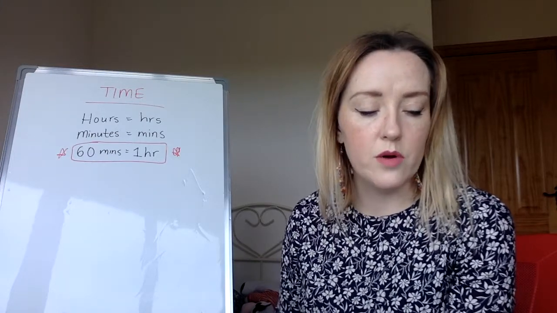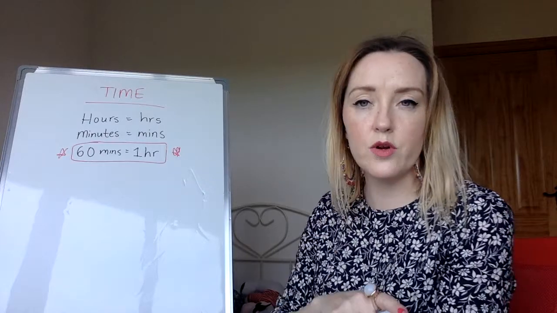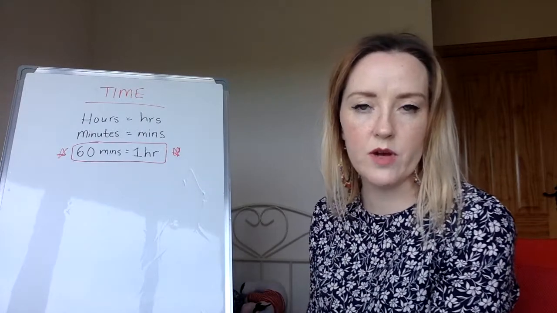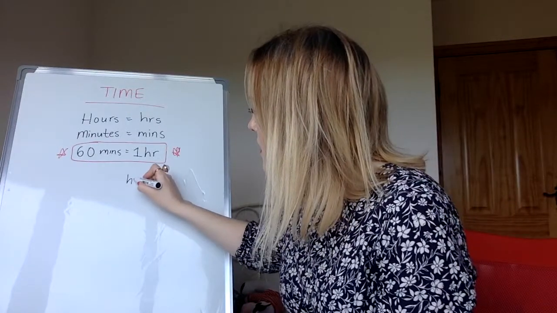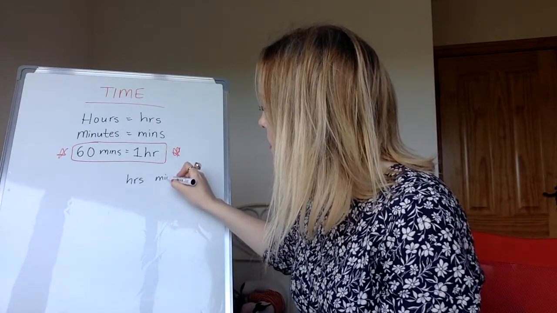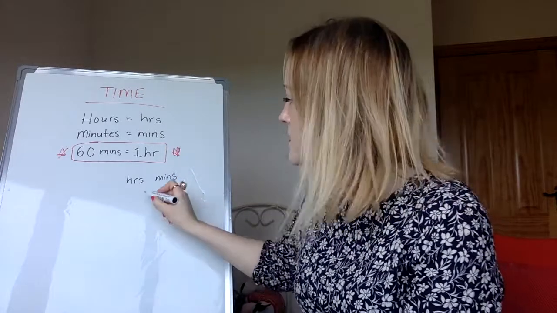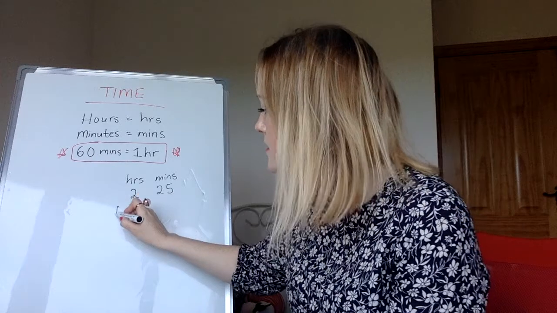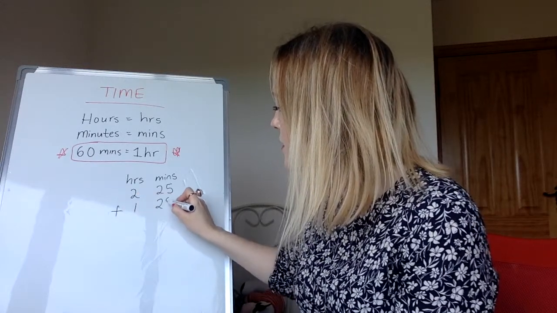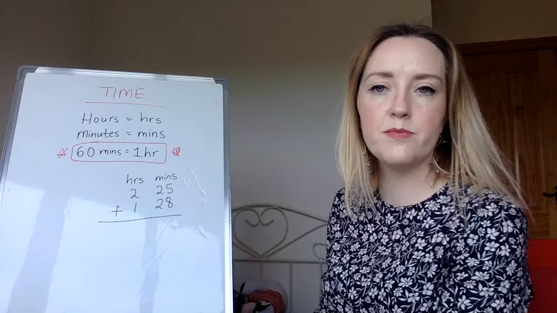So today we're going to be adding hours and minutes, okay? I'm going to go through the Busy at Maths sheet again. This time we're on page 126, and again, this sheet will be in your Google Classroom. The first one here, 1A, has hours and minutes at the top, and the sum is 2 hours 25 minutes plus 1 hour 28 minutes. Okay, that's my first sum.